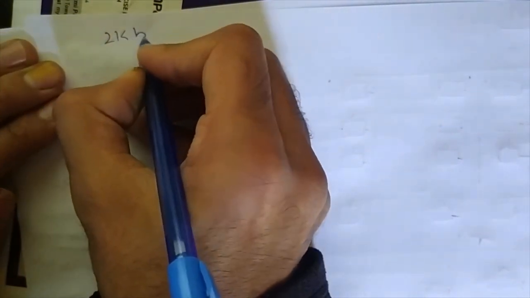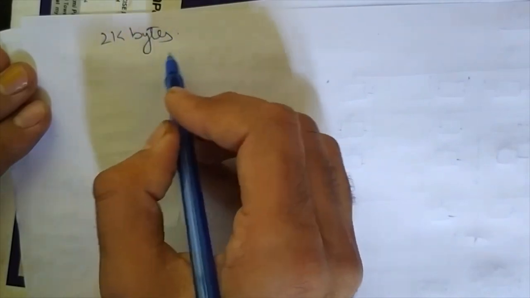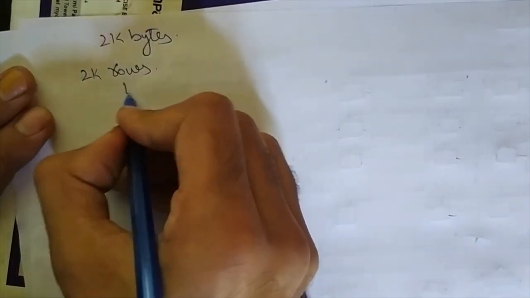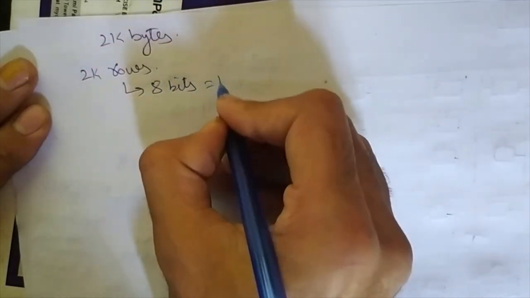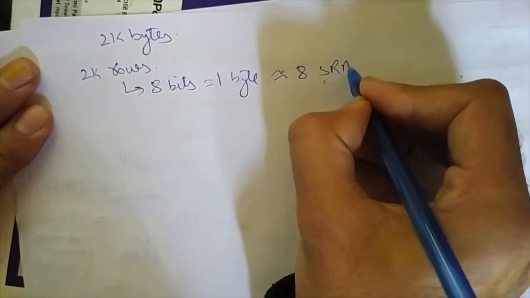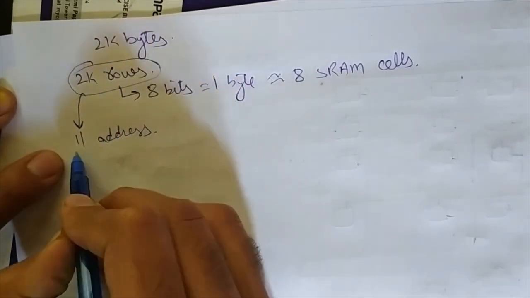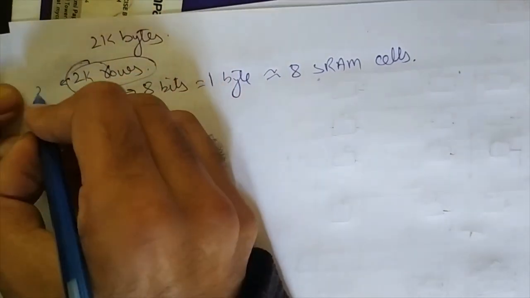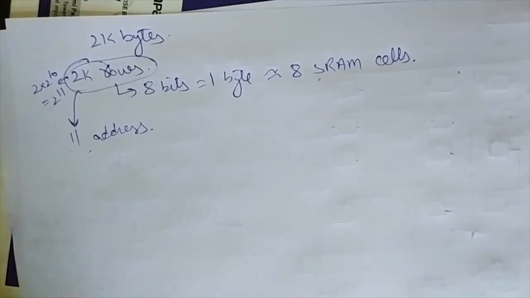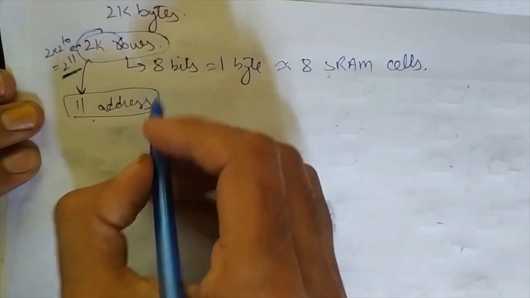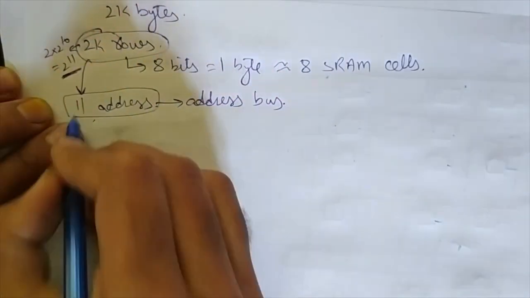Let me repeat it again. If we have to design a larger memory, let's say 2 kilobytes, and each time we are reading and writing a single byte, in that scenario we require 2K rows. Each row stores 8 bits, or 1 byte, equivalent to 8 SRAM cells. So for this memory we require 11 address lines, because 11 bits can determine 2K rows. 2K rows will be 2 into 2 raised power 10, which is 2 raised power 11. So for determining 2 raised power 11 rows, we require 11 address lines, or we can say our address bus is of 11 bits.